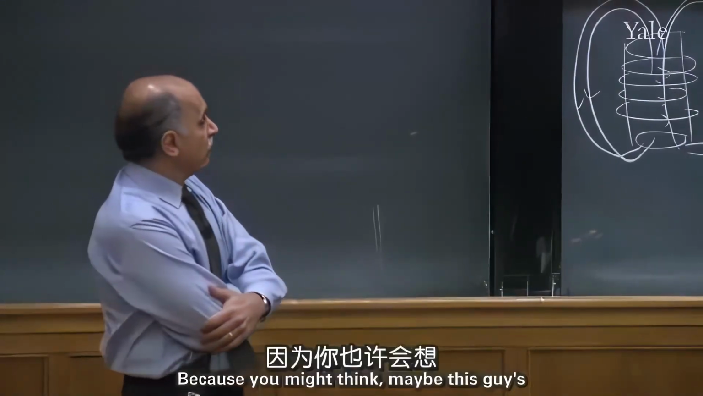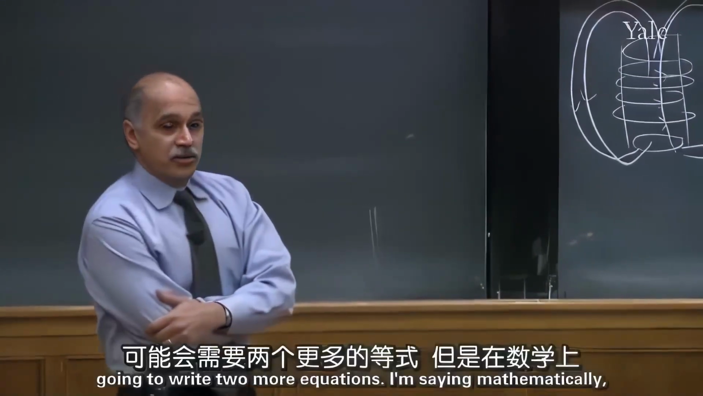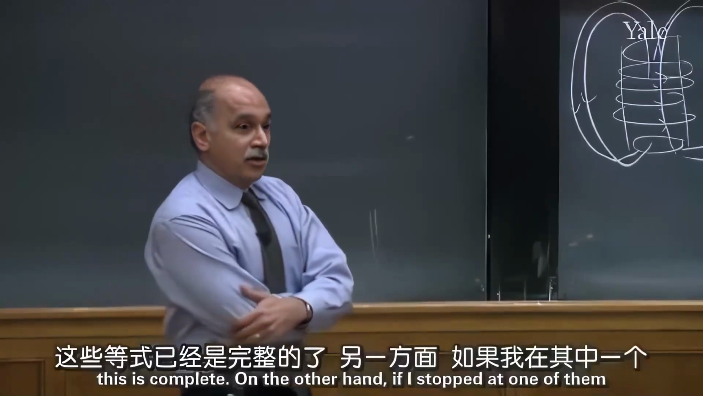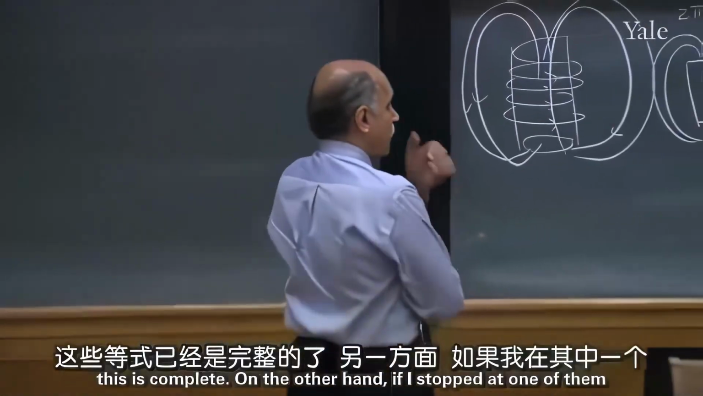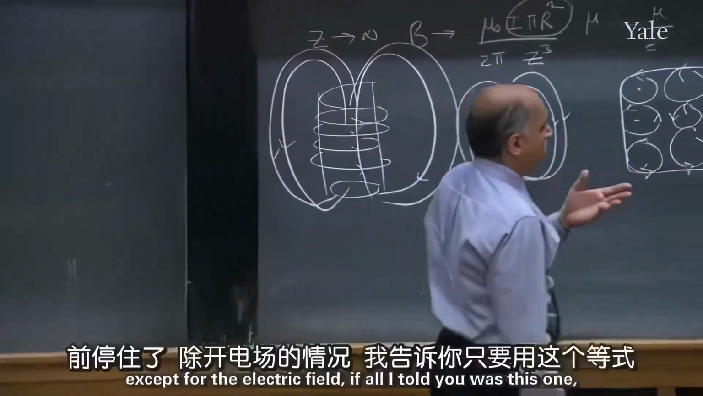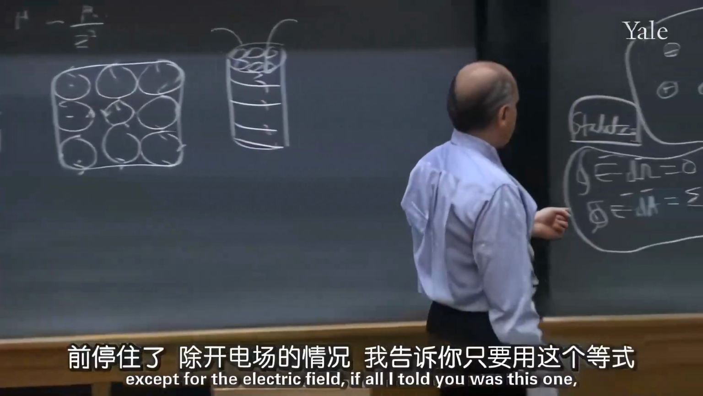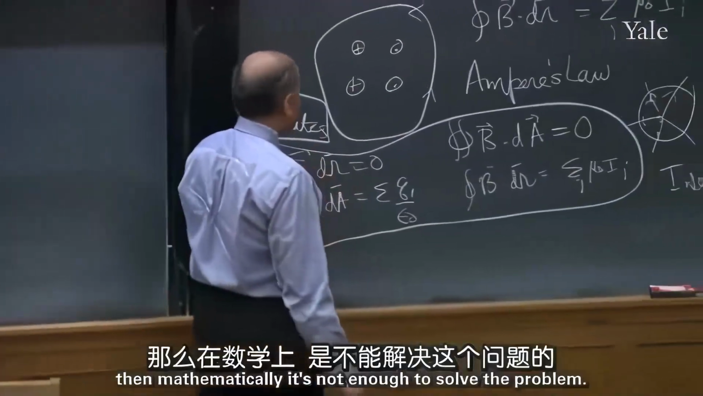Because you might think, maybe this guy is going to write 2 more equations. I'm saying mathematically, this is complete. On the other hand, if I had stopped at one of them, say for the electric field, if all I told you was this one, then mathematically it's not enough to solve the problem.